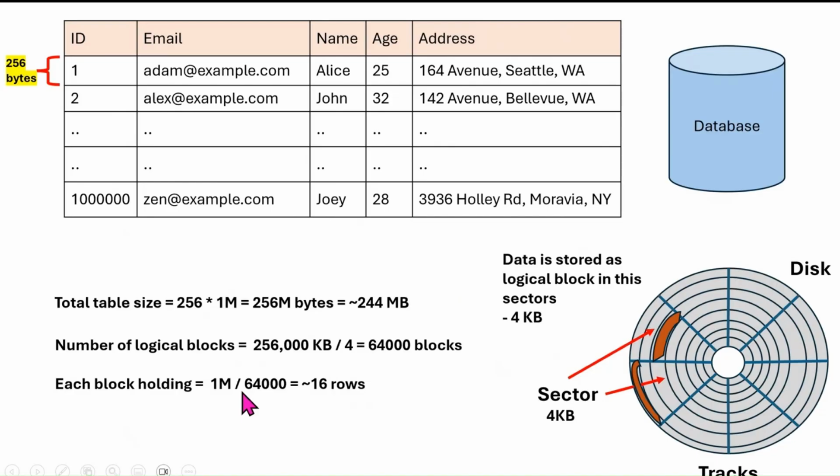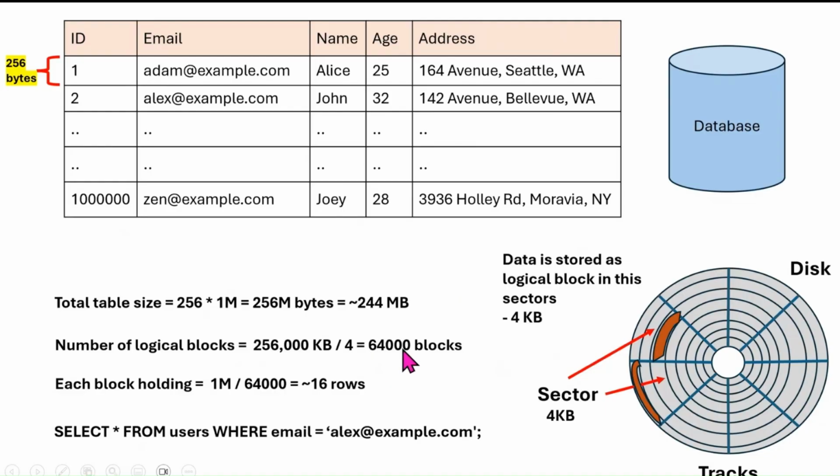Now, whenever we do some query on this table, like select star from users where email equals alex@example.com, it will have to go and parse all the 64,000 blocks, right? And go to the particular block. And whenever it sees, for that particular block, in those 16 rows, the row with alex@example.com, it will return that row.